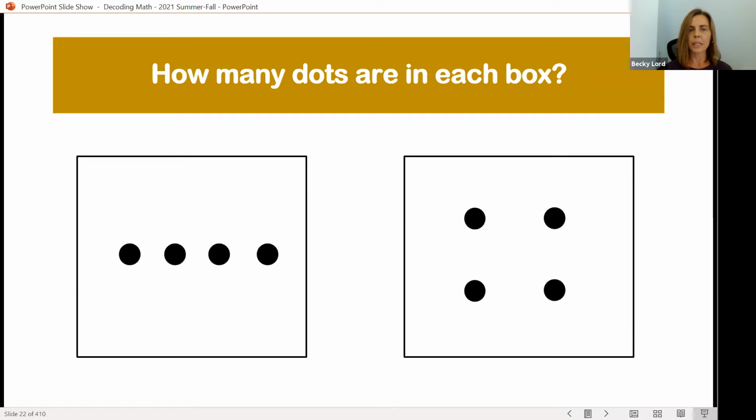Okay, so which one did you immediately know more quickly? My guess is your eye went to the one on the right. Oh, the square, that's 4, whereas the one on the left, you had to think about it. It's just a little bit more difficult to see a 4 in a line like that.